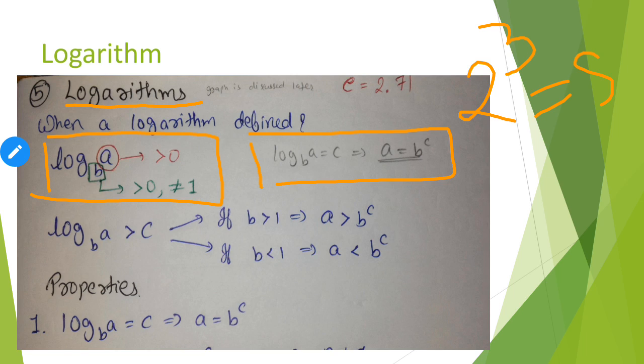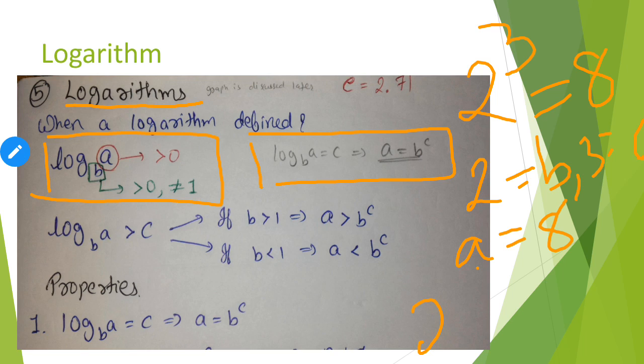If we say 2 raised to 3 is equal to 8, then 2 is b, 3 is c and 8 is a. So if we are given b and c, we can easily find a by exponential, that is, by the power form. But if we are given a and b, then how do we find c? When this concept came, then logarithm came into existence.